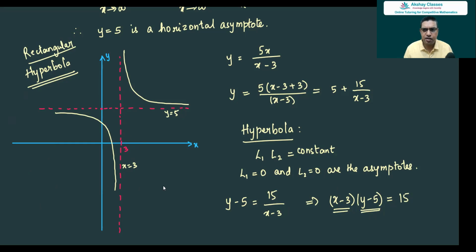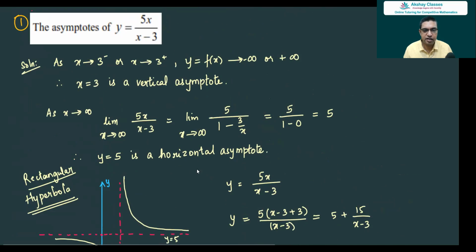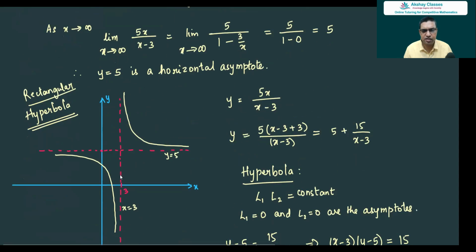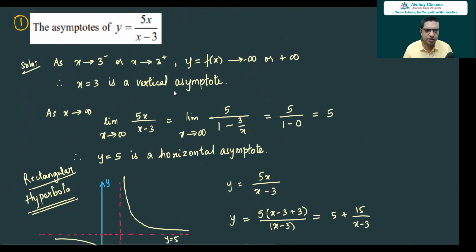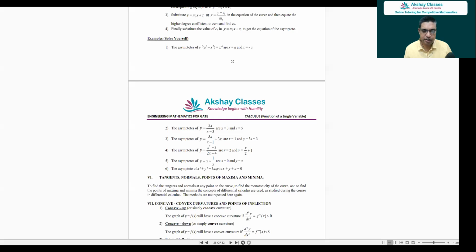The asymptotes are perpendicular. It's a rectangular hyperbola. In the next example that we'll see, the asymptotes will not be perpendicular. So let us look at the next example. So this is the way the curve looks, and these are the asymptotes. Here the question was just to find the asymptotes, not to trace the curve, but I have drawn the curve.